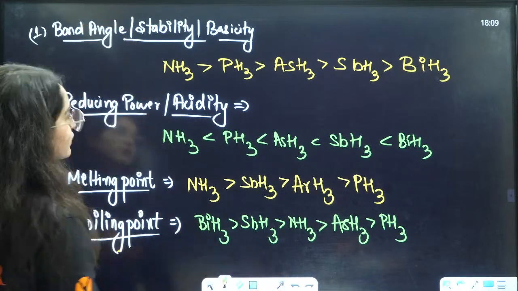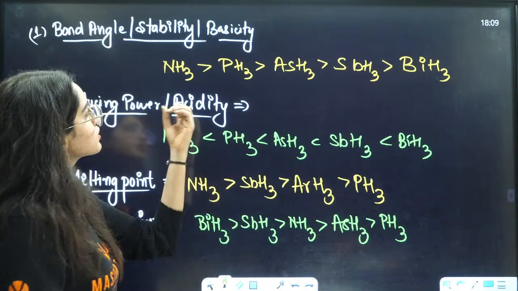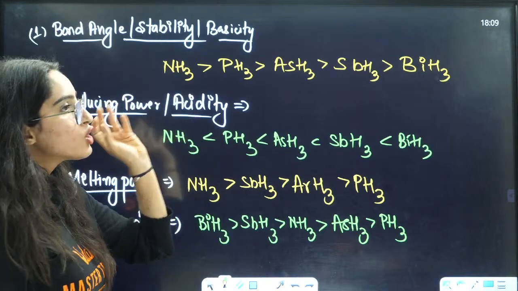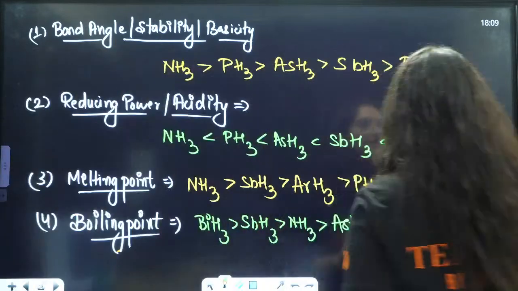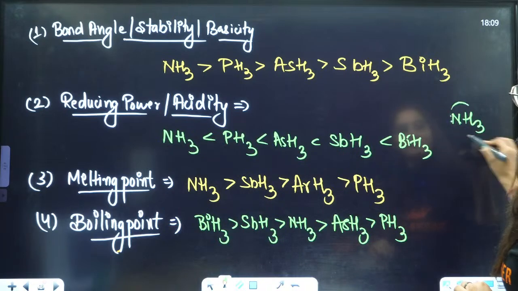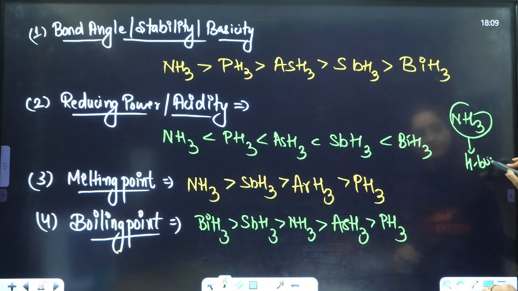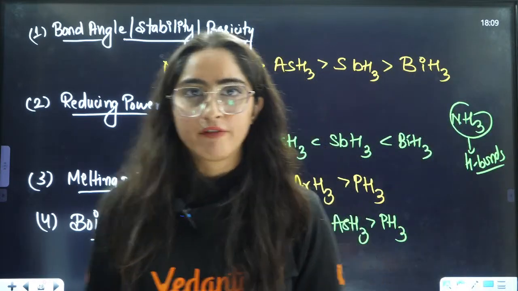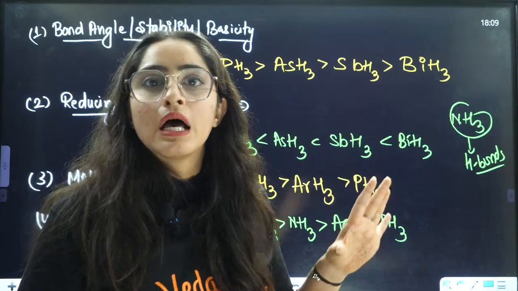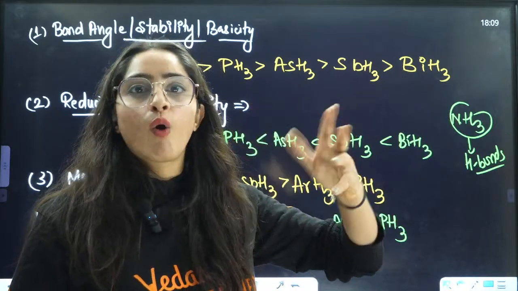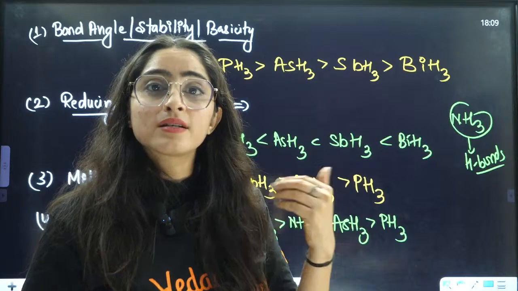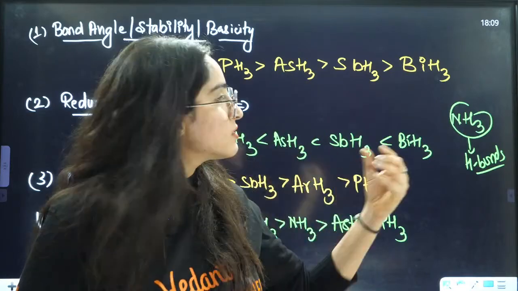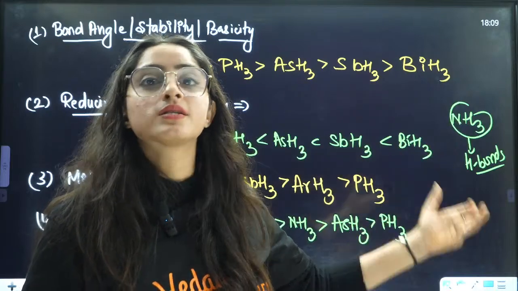If you talk about the thermal stability, definitely when you talk about NH3, NH3 is having hydrogen bonds. Nitrogen is electronegative, so it will form hydrogen bonds with its own molecules. Down the group, electronegativity is decreasing, so that is the reason it is having more thermal stability.